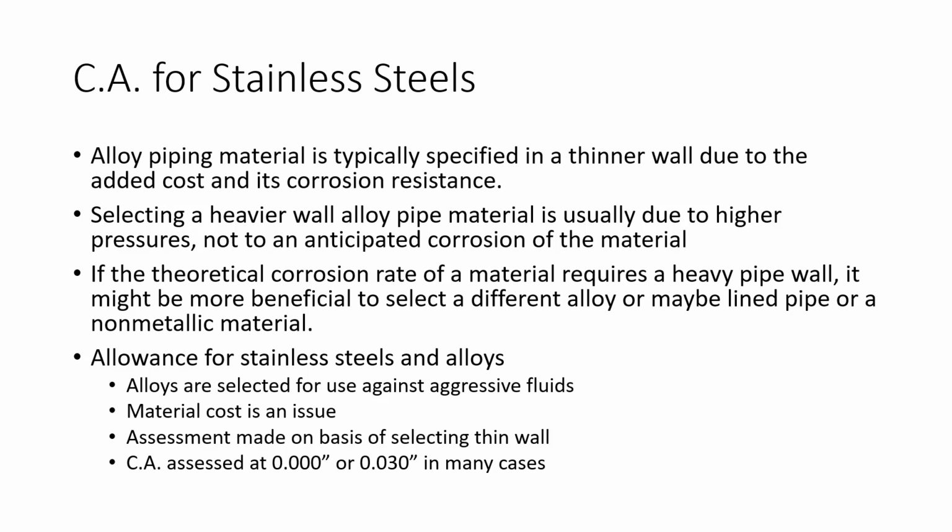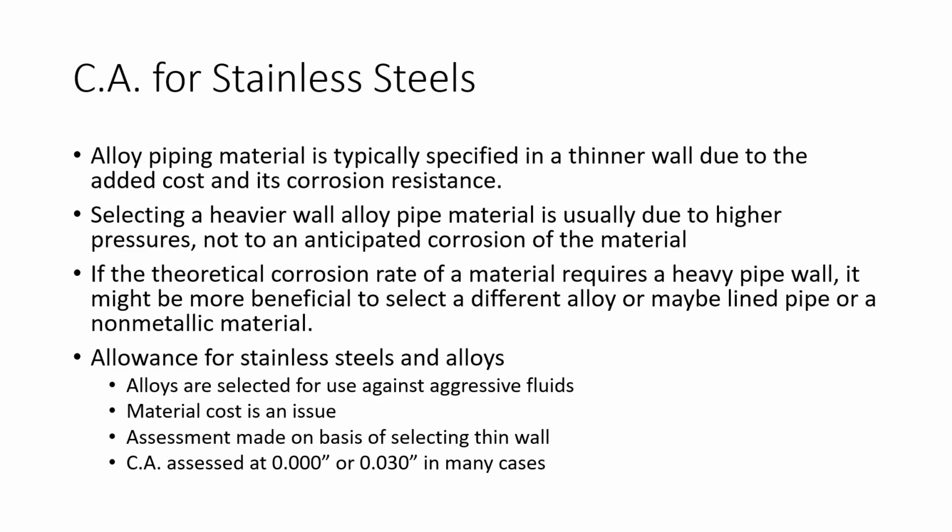Selecting a heavier wall alloy pipe material is usually due to higher pressures, not to anticipated corrosion of the material. If the theoretical corrosion rate of a material requires a heavy wall pipe, it might be more beneficial to select a different alloy or maybe make the move to lined pipe or a non-metallic material.